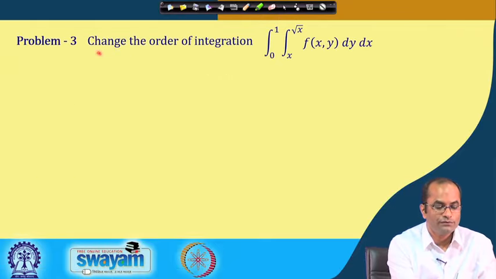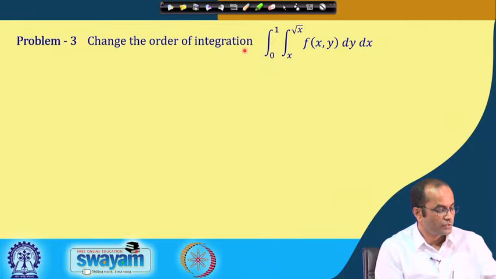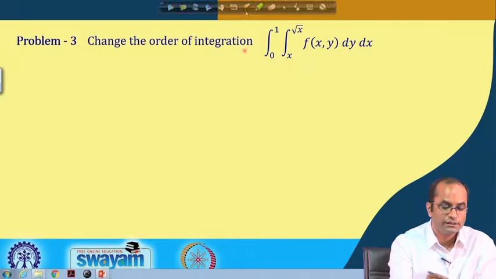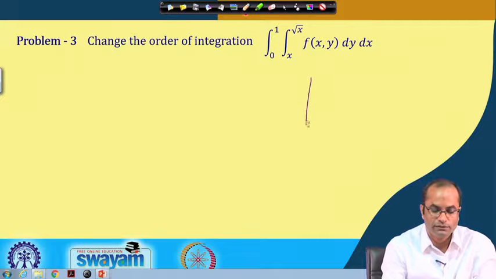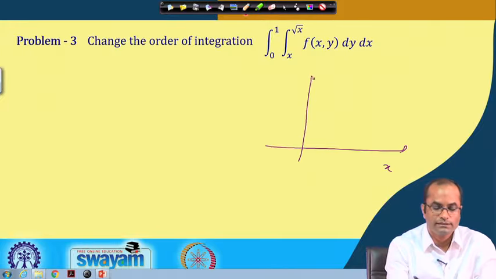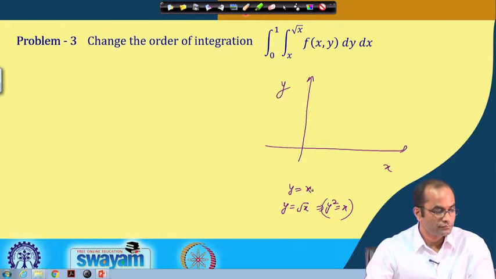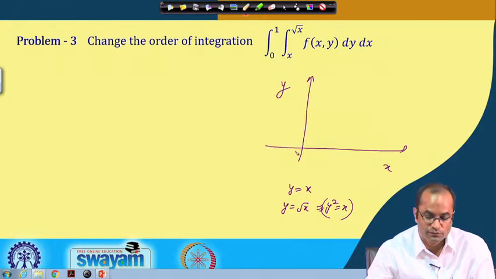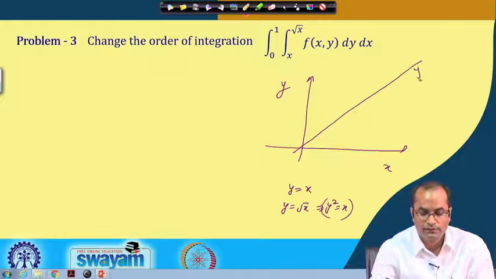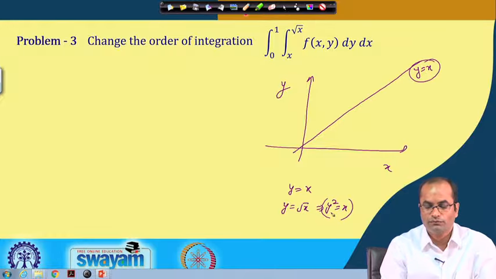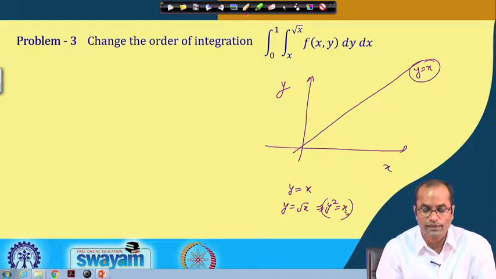Now, in this problem we want to change the order of integration. So, changing the order of integration in this case, again let us quickly draw the region, and we have this x here and we have y. So, y goes from x to y equal to square root x, which is y squared equal to x. So, we have the parabola, we have this line here, y equal to x line, and we have y squared equal to x, the parabola.